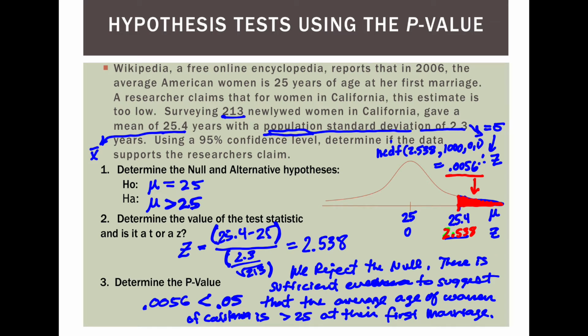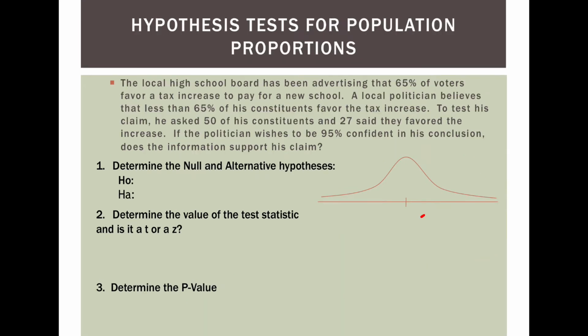So remember that when we reject the null, we're always saying that there's sufficient evidence to support the alternative, right? And then you want to put the alternative into words that are understandable, even to somebody who is not taking statistics or is not a statistics person. It should be very clear what we are concluding in our wording. Okay, let's look at another example.